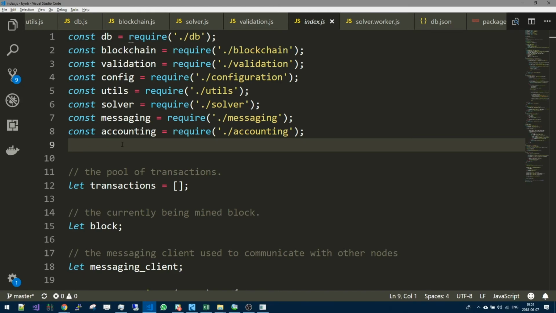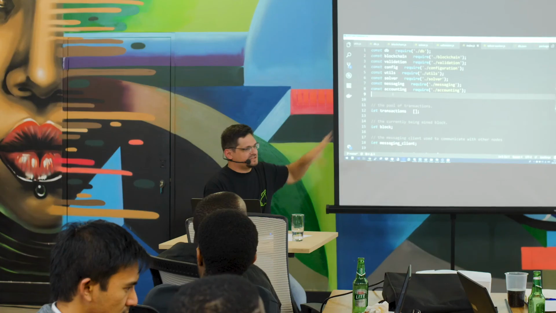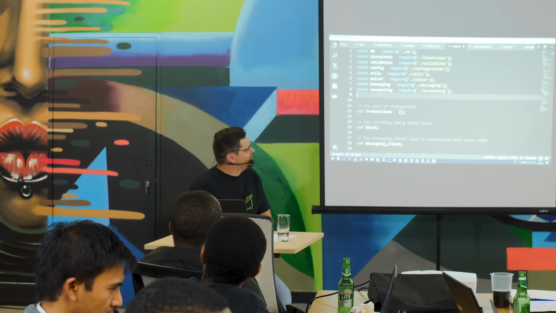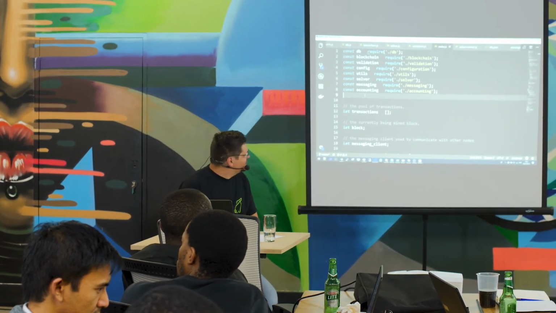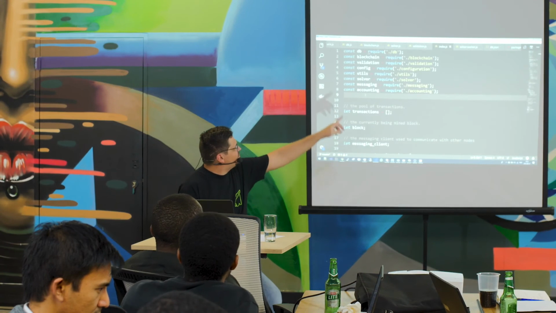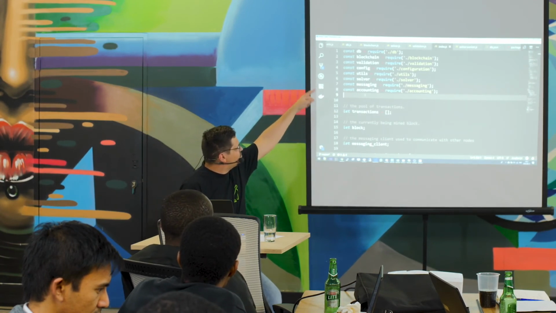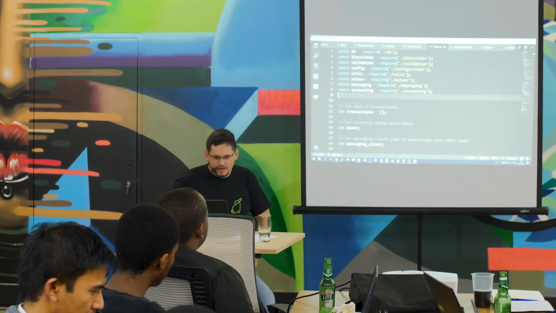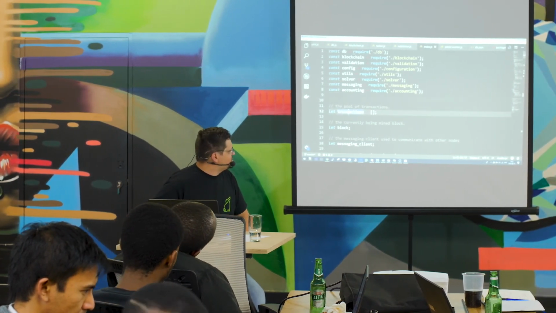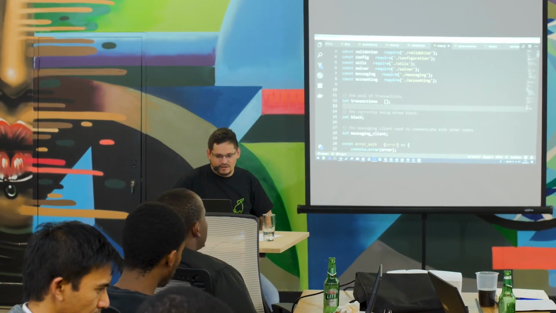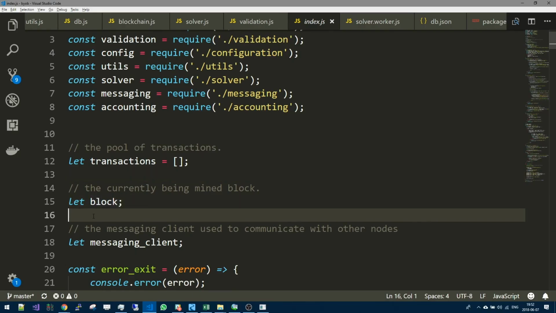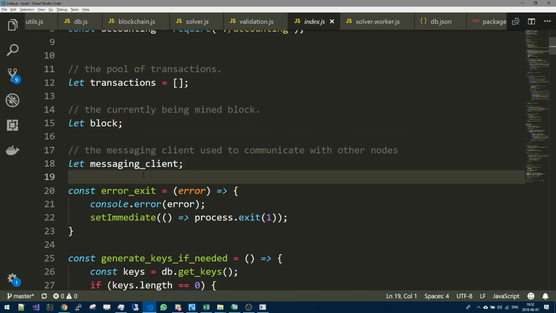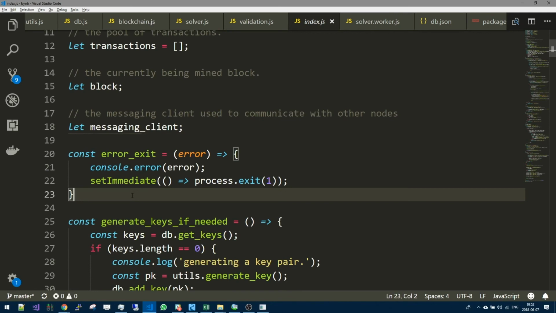The index file is very interesting. It's different from all the other files because it's the file I wrote today after 2 days being sick, and so it's considerably worse code. But it's different also because it includes all of the other files we discussed so far. It's going to use all those tools and blocks. And here we've got a pool of transactions, really boring, it's just an array. You've got the current block being mined, and we've got our messaging client. We skipped over that one, but TLDR, the messaging client is used to communicate with other nodes.